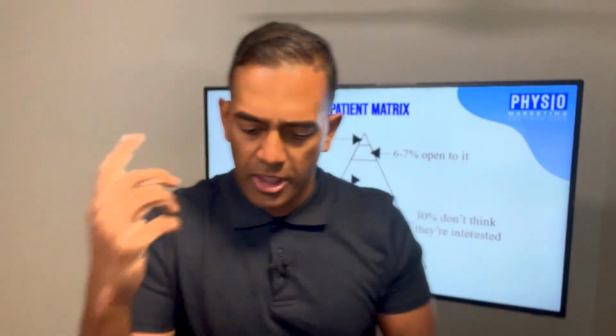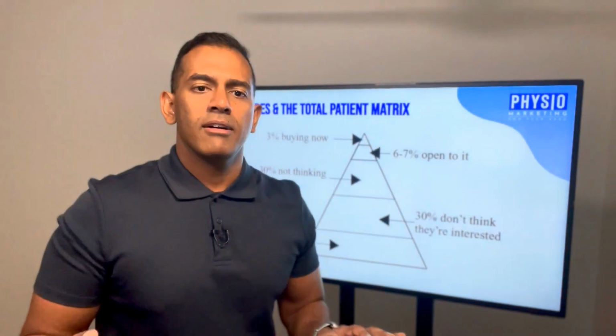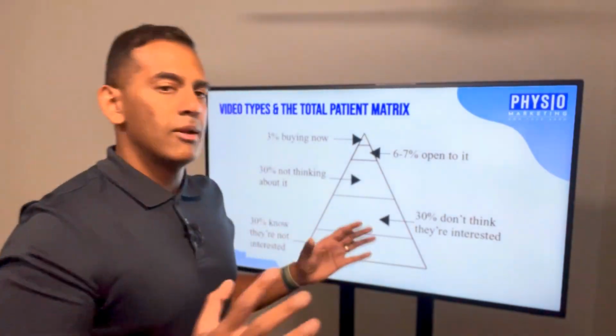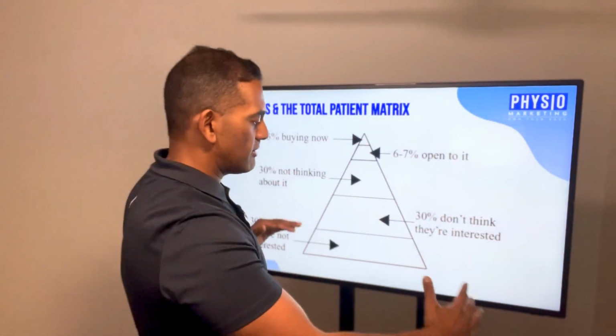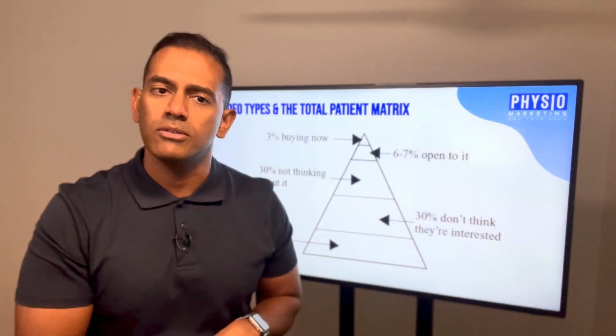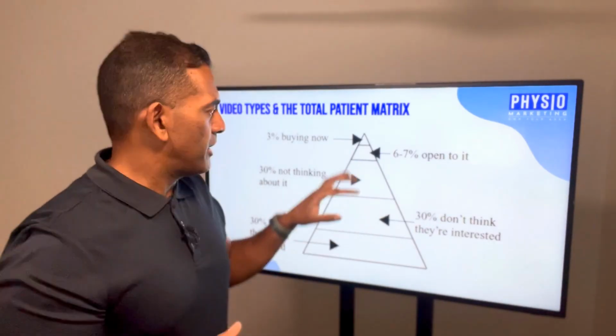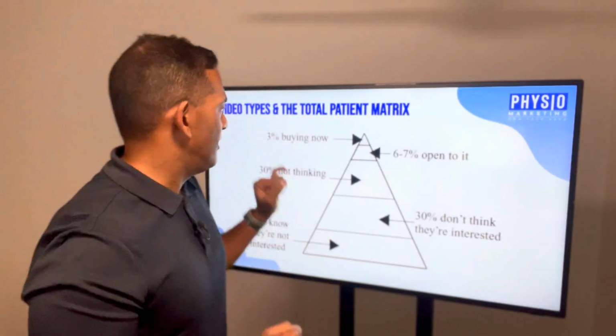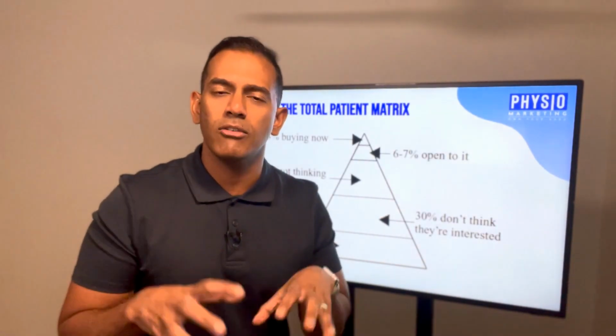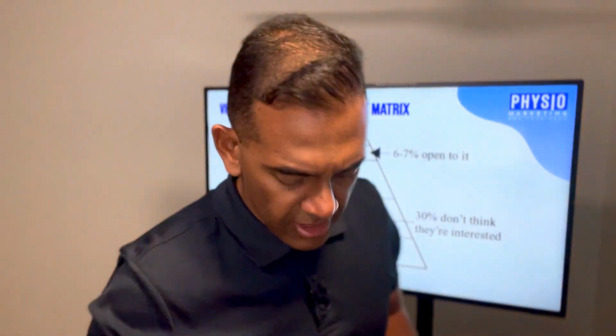All right. So here's the thing. We'll go from the top and bottom. So once again, if you're watching us on video, it'll be easy to see. You'll see a pyramid in front of you, right? And the tip of that pyramid is 3% buying right now. So that means they're the people who are, for example, searching physio near me, physio near whatever location you're in. They're looking for a solution right now. Out of the 100 people, 3 people are doing that.